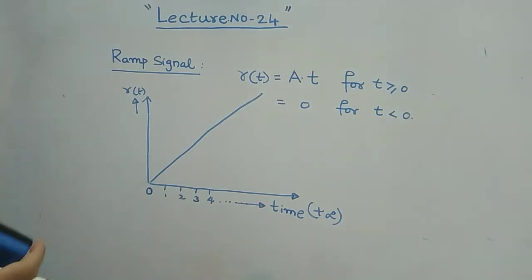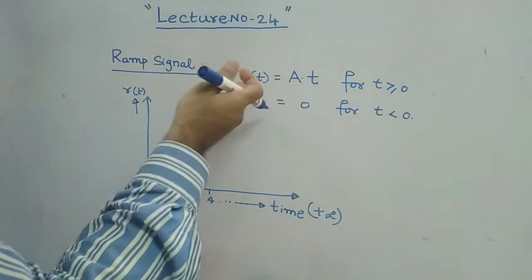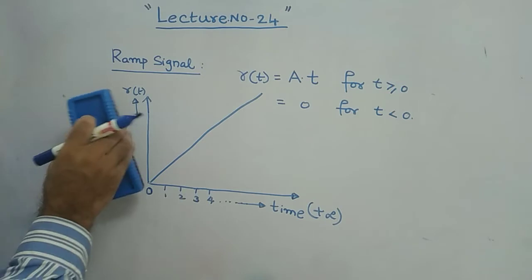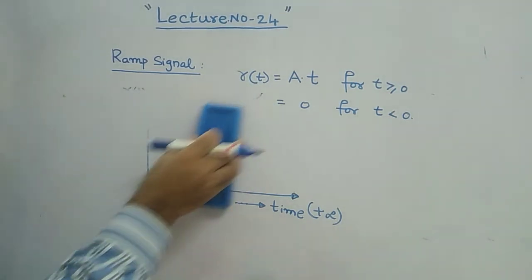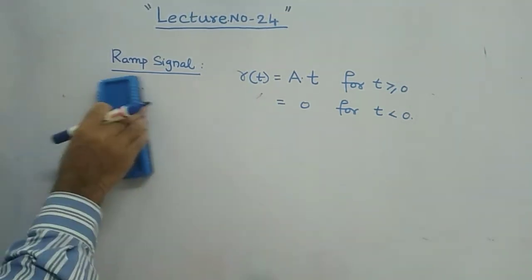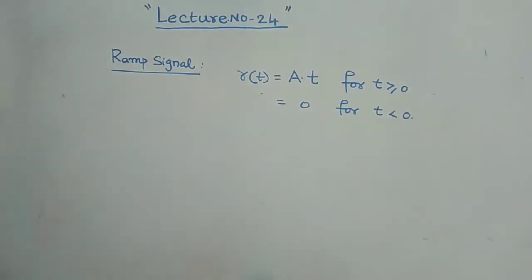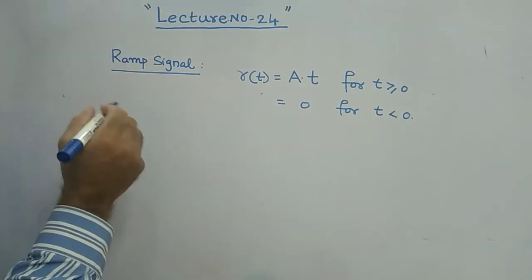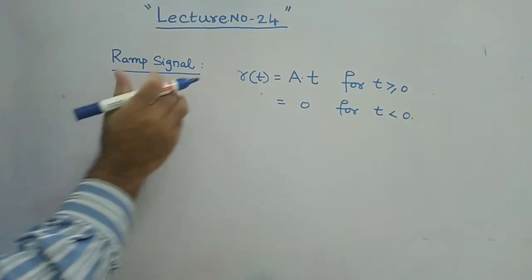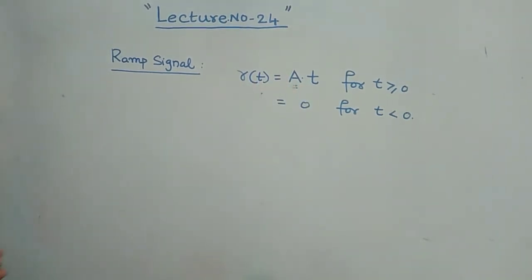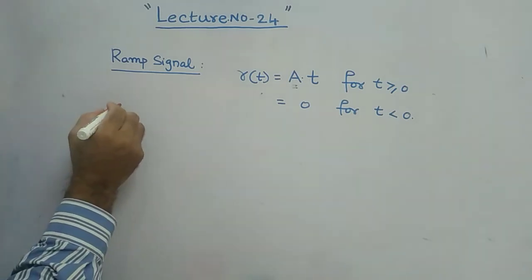Then we will see what the Laplace transformation of R of t is. If you take the Laplace transformation of this ramp input, how would it be? As we have seen in our previous presentation for a step input signal, in the same way here also. Here A is the magnitude in general, and a special case of this ramp signal is the unit ramp signal.